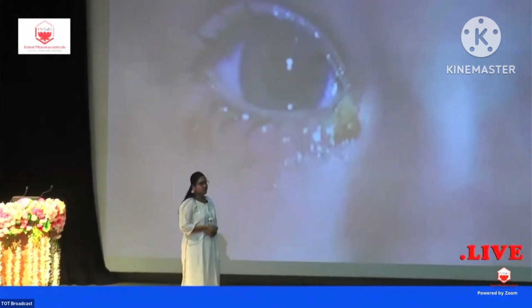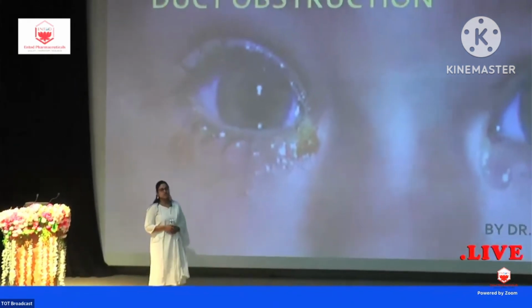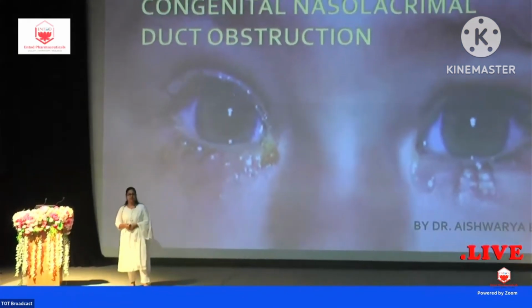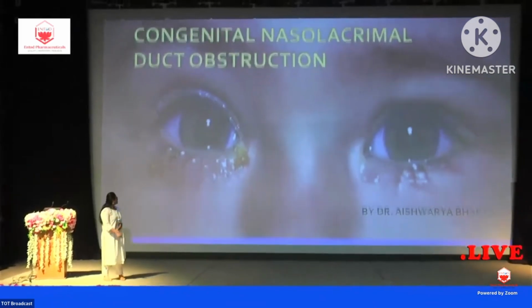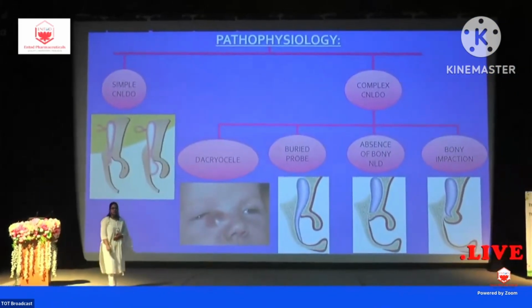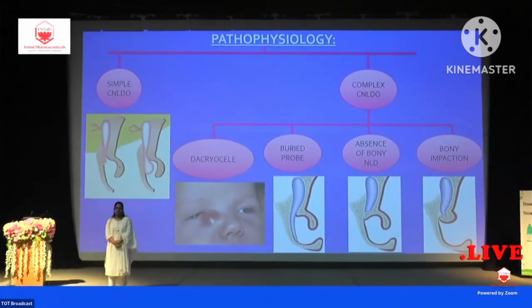I'm going to give you a brief review about congenital visual absence. This is a common cause of visual defect. There are two types. Complex.